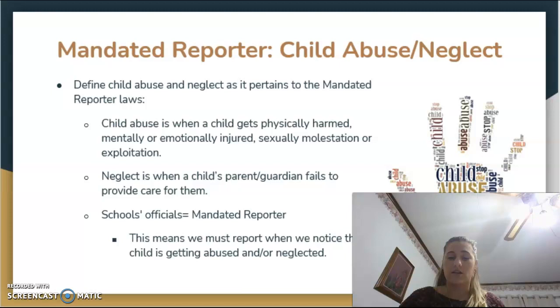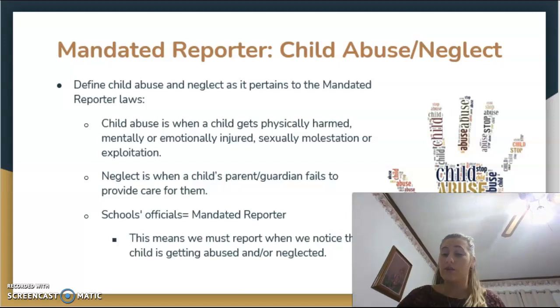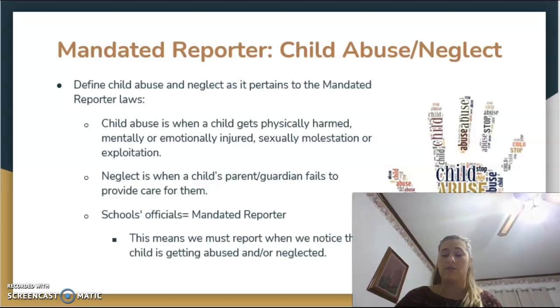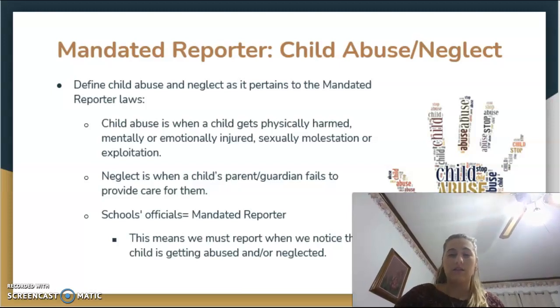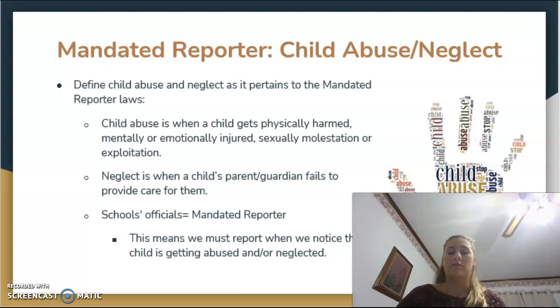Some of our students at school can be getting abused or neglected, so as teachers, it's very important that we pay attention to those things. As teachers, we are mandated reporters, so this means that we must report when we notice that a child is getting abused or neglected.